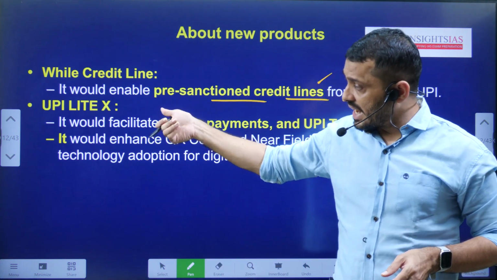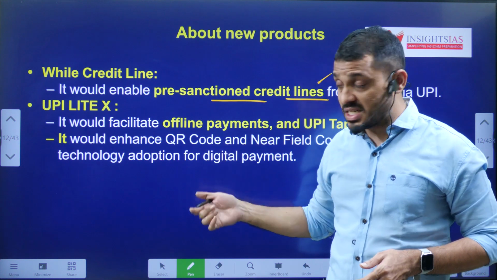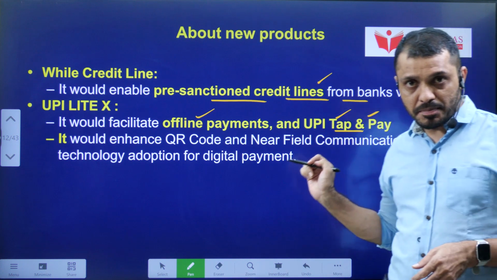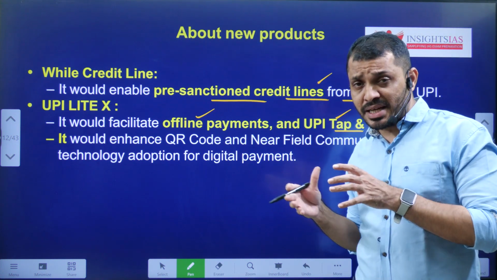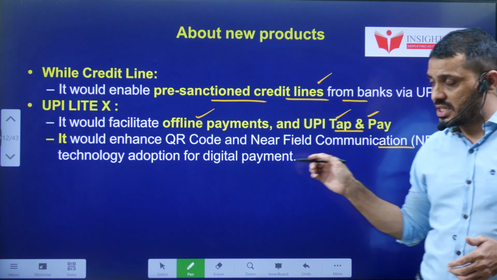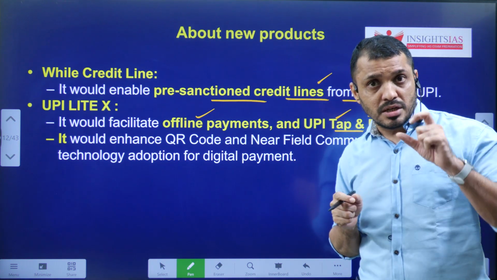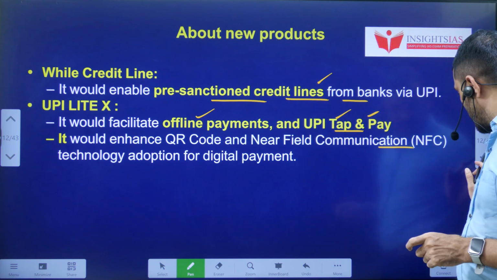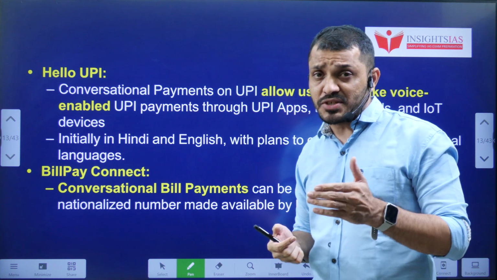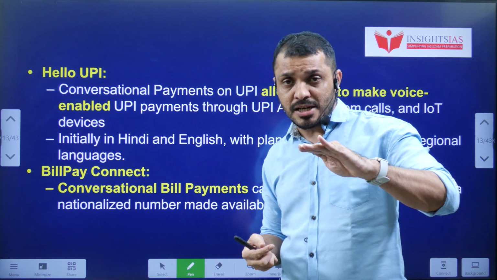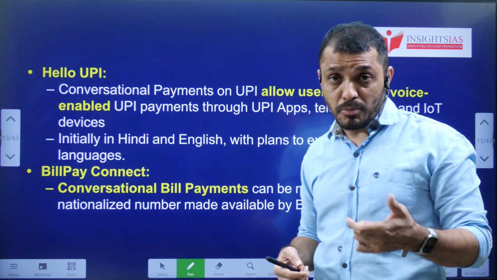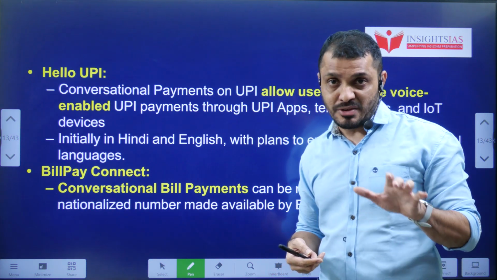Next, UPI Light X. It helps in the facilitation of offline payments as well as UPI tap and pay payments. So it uses mainly QR-based technology as well as near field communication technology. It is targeting offline payments in terms of QR code as well as near field communication. You know that NFC, how it works: when you tap your debit card on any payment system or any POS, point of sale machine, the transaction will be finished.